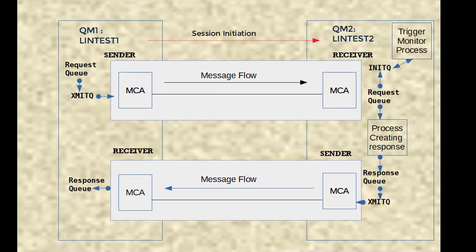To summarize, we have created two sets of channels in opposite directions. Set up channel triggering, set up process triggering using trigger monitor. And used it to send request messages from Queue Manager 1 to Queue Manager 2. Process the message at Queue Manager 2 and then send reply messages from Queue Manager 2 to Queue Manager 1.